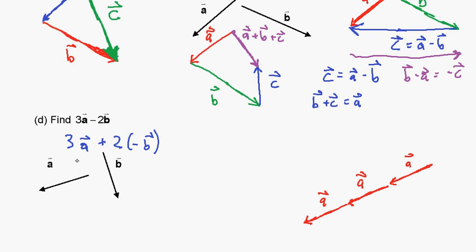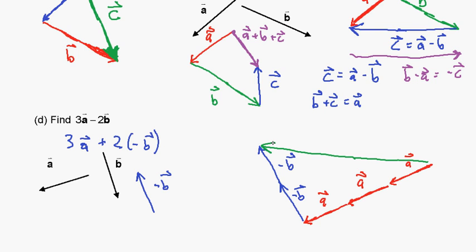So this makes it easy because 3a is a plus a plus a, and then we're adding 2 negative b's. Negative b looks like b, except it's going the other way. So there's your negative b. Now if I want to add that, there's one negative b, and there's another negative b. Okay, now if I just connect these two things, this here is my vector 3a plus 2 times negative b, which is the same as saying 3a minus 2b. And there we go. That's it.